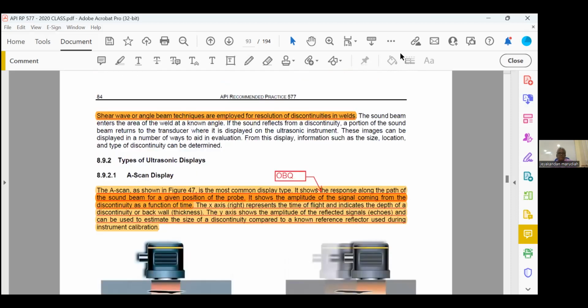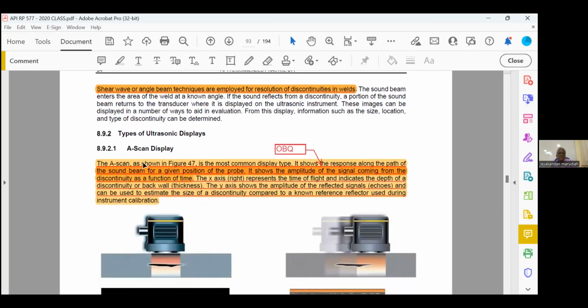Page number 84, this one. A-scan is the most common display type. It shows the response along the path of the sound beam for a given position of the probe. It shows the amplitude of the signal coming from the discontinuity as a function of time. That is the keyword. Which of the following displays shows the amplitude of the signal coming from the discontinuity as a function of time? Open book question. Answer is A-scan. Only A-scan. They will give A-scan, A-scan and B-scan, A-scan and C-scan. No, it is only A-scan.